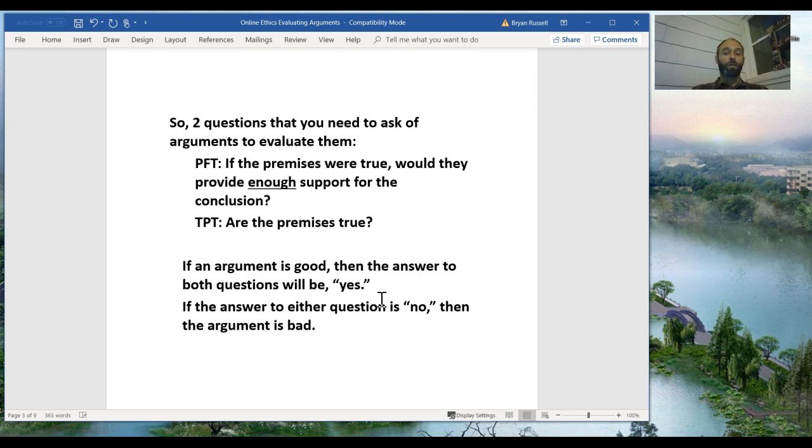If an argument is good, then the answer to both of these questions will be yes: the premises will be true, and if the premises were true, they would provide enough support for the conclusion. If the answer to either of these questions is no, then the argument is a bad argument. It shouldn't justify the conclusion in our minds.